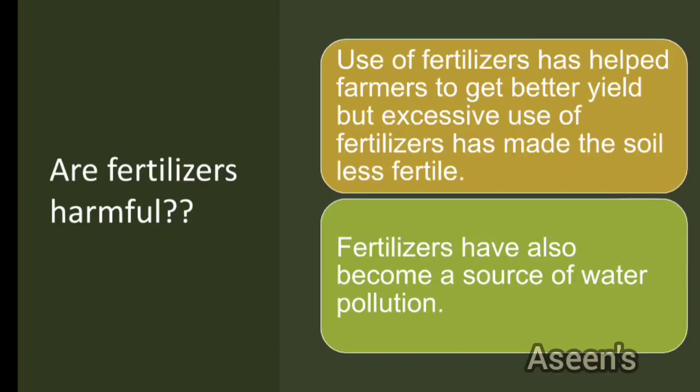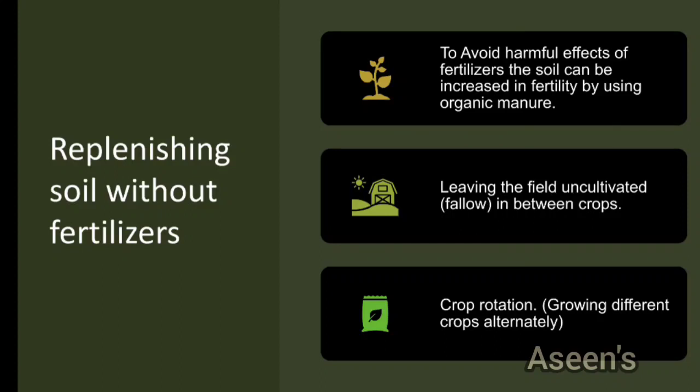Okay, so now moving on to the next part, replenishing soil without fertilizers. Since we have established that though fertilizers are good, excessive usage of it could turn the tables over, it could make it harmful. So now let us see whether we could replenish our soil without fertilizers at all. To avoid harmful effects of the fertilizer, the soil can be increased in fertility by using organic manure. As we have seen already, manure will increase the fertility of the soil. So instead of using fertilizer, we could just switch to manure and increase the fertility.